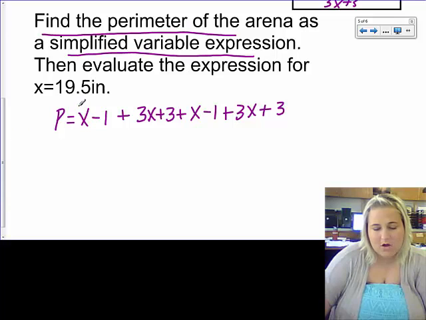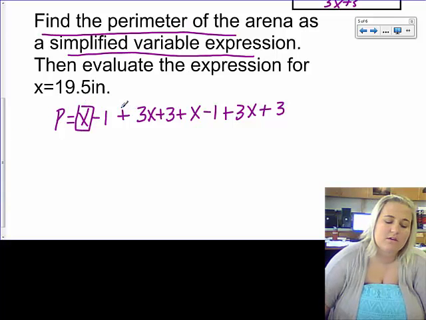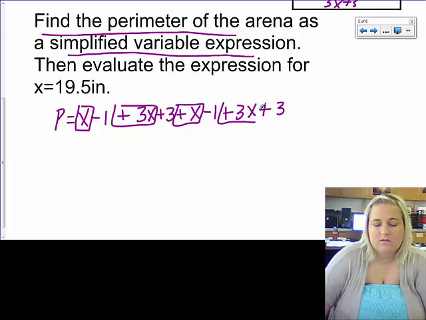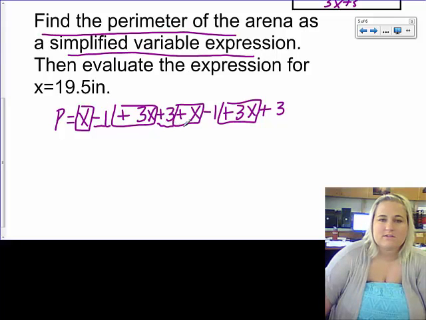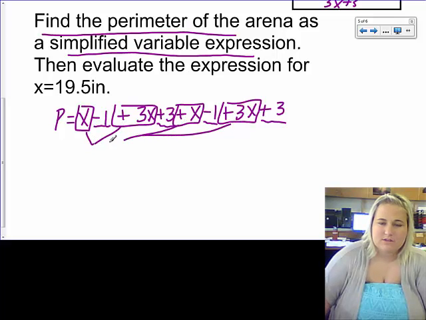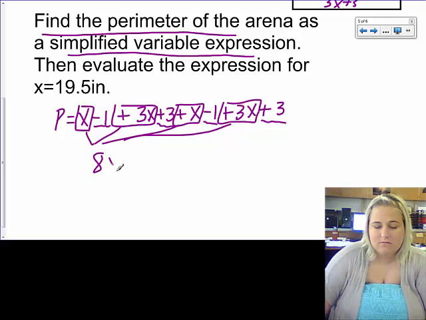I have x plus 3x plus x plus 3x. Notice I'm always taking the sign that's in front of the term that I'm working with. I also have negative 1 plus 3, negative 1 plus 3. So x plus 3x plus x plus 3x. Okay, x plus 3x is 4x, plus x is 5x, plus 3x is 8x. And then I have negative 1 plus 3 gives us a positive 2.